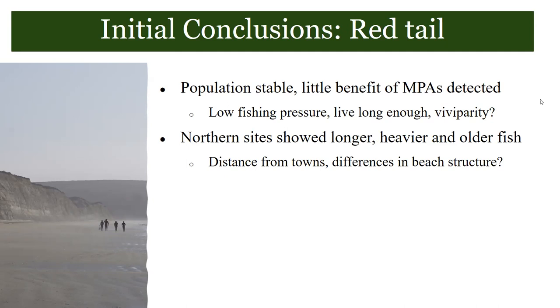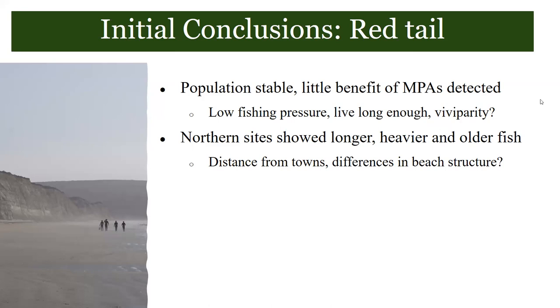These northern sites are also farther away from towns. So even though we have lower fishing pressure, the fishing pressure should be stronger closer to towns than farther away from towns, right? People are less likely to drive to these distant beaches to fish. Therefore, they're functioning as an MPA just because they're far away enough. There is also some differences in beach structure and slope, and also on nearby habitat.